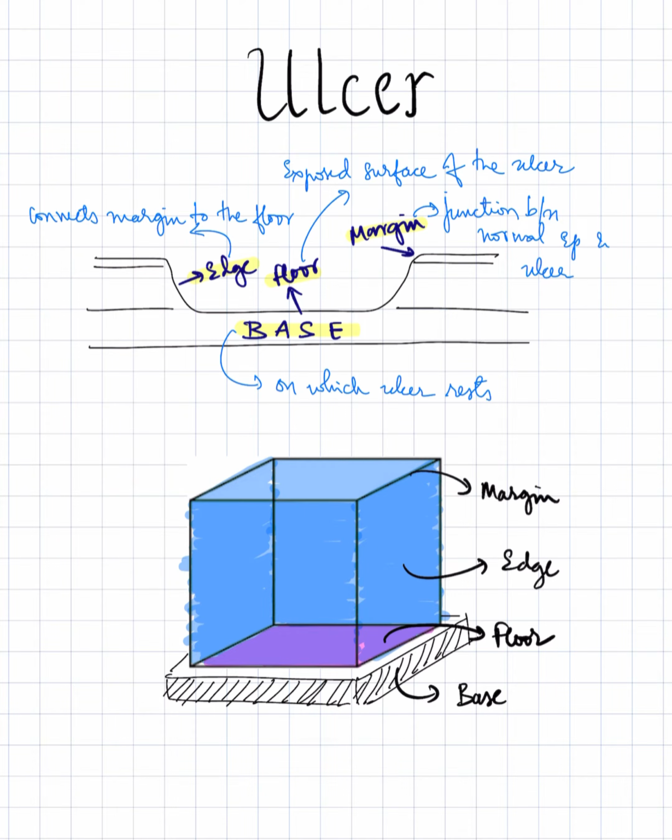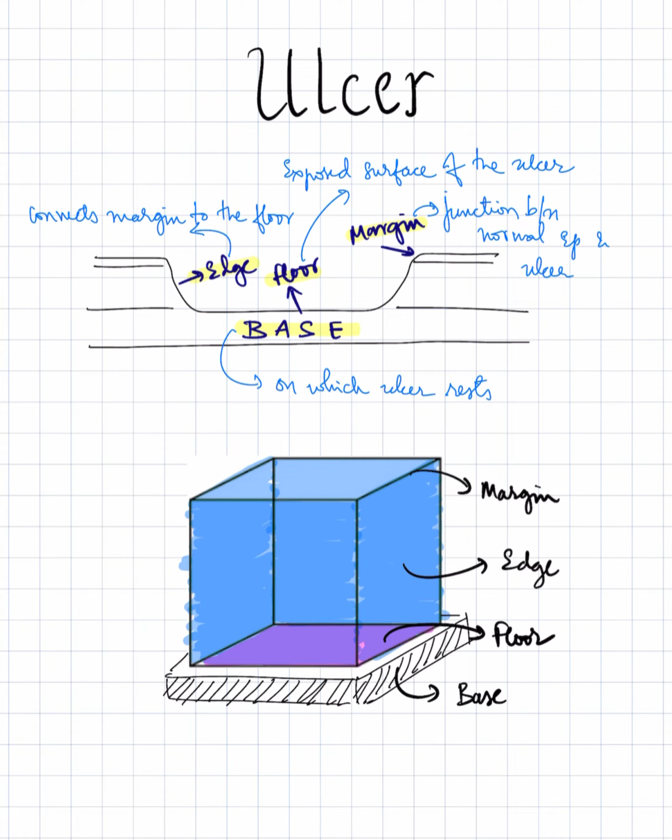So to understand the parts of an ulcer better, let us imagine an ulcer as a room with 4 walls, a ceiling and a floor. The different parts of an ulcer can be compared to the different elements of the room. The margin of the ulcer is the line where the ceiling meets the side walls. And the edge of the ulcer can be compared to the side walls of the room. The floor of the ulcer is the actual floor of the room, and the base of the ulcer can be compared to the foundation, the soil and the cement beneath the floor.